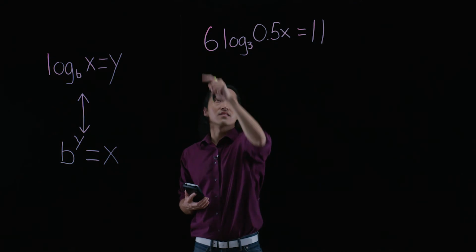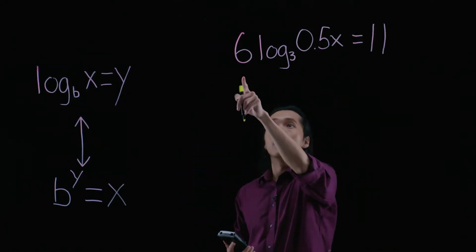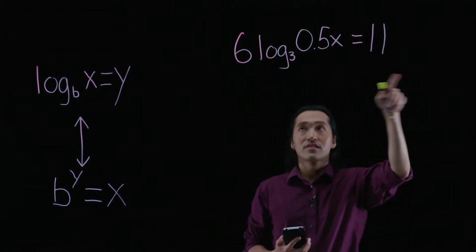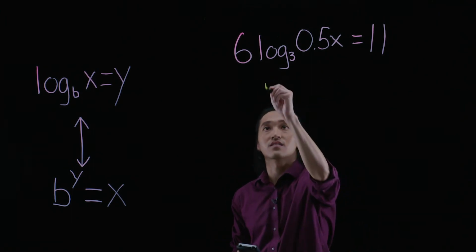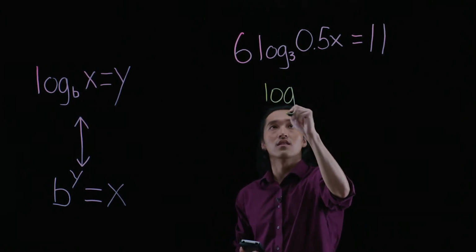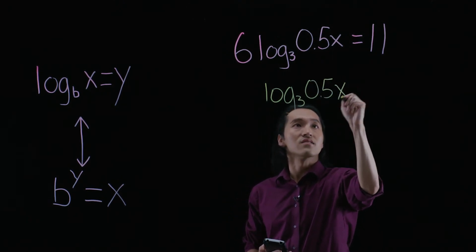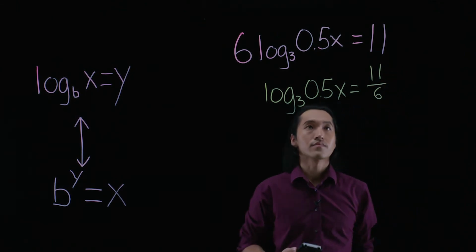So let's start with this 6, right? This 6 is multiplying this logarithm. So in order to remove this 6 and move it to the other side, we want to divide both sides by 6. Since this is multiplying by 6, we want to divide both sides by 6. So then what we're going to be left with is log base 3 of 0.5x is equal to 11 divided by 6.